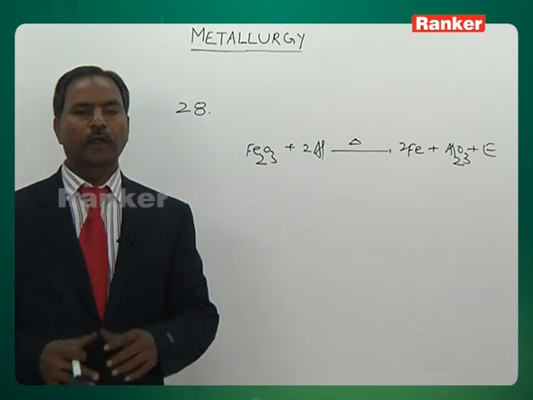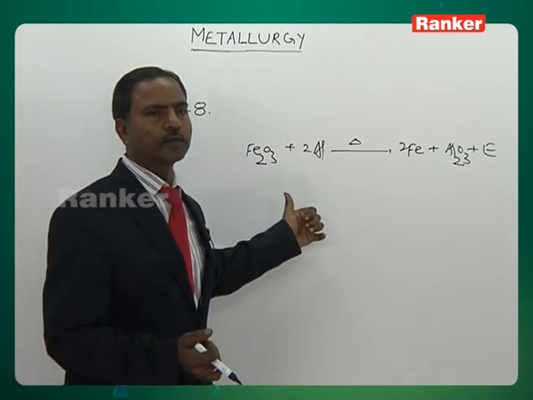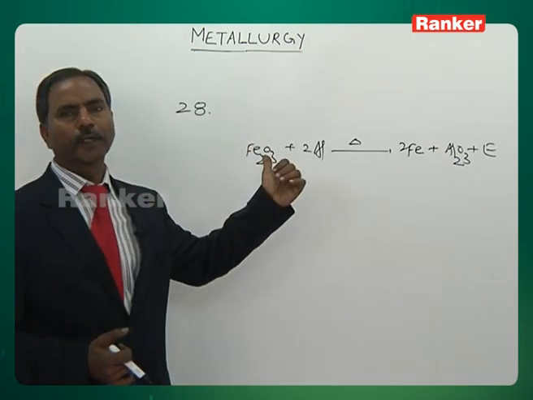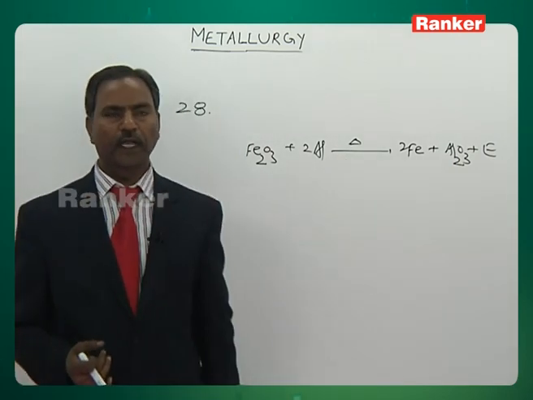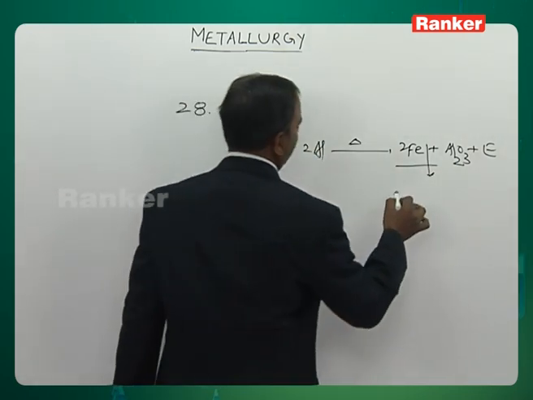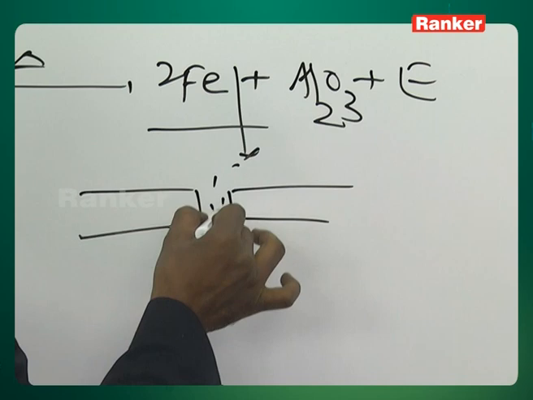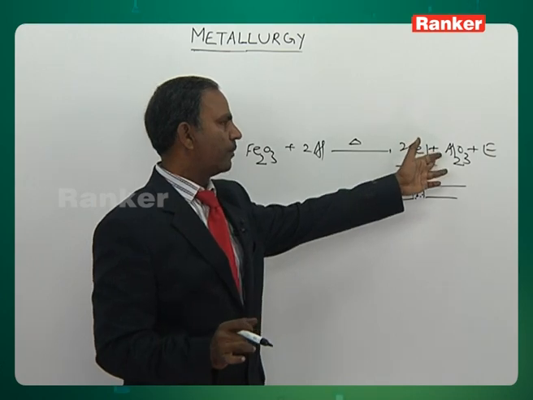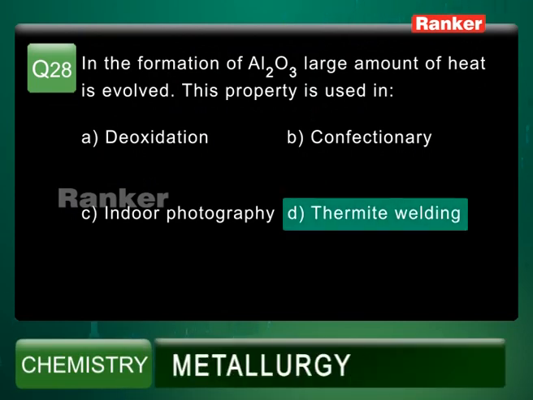Therefore, in the formation of Al2O3, large amount of heat is evolved. This property is used in thermite welding. This particular reduction of a metal oxide by aluminium is generally known as thermite process or thermite welding. Why do we call it thermite welding? Whatever metal is produced will be in the liquid state. This liquid metal you can use for the welding of iron beams or railway tracks. Therefore, it is known as thermite welding. So, answer is D.